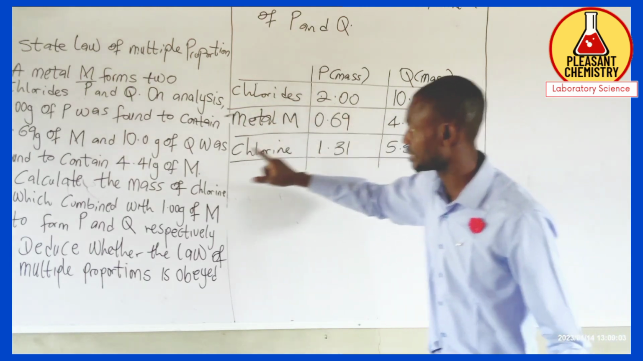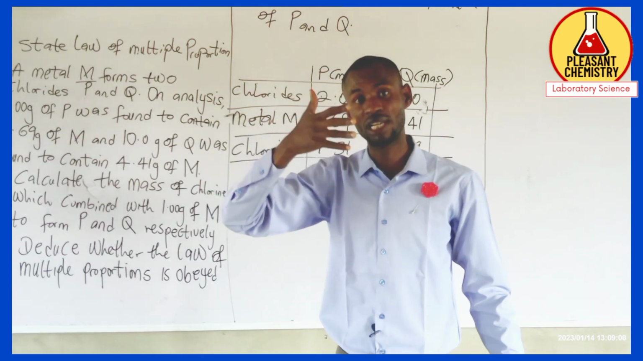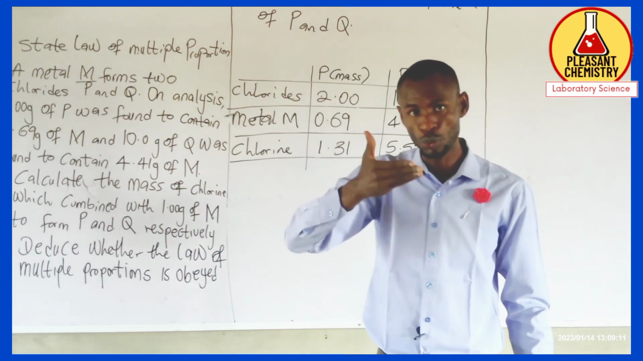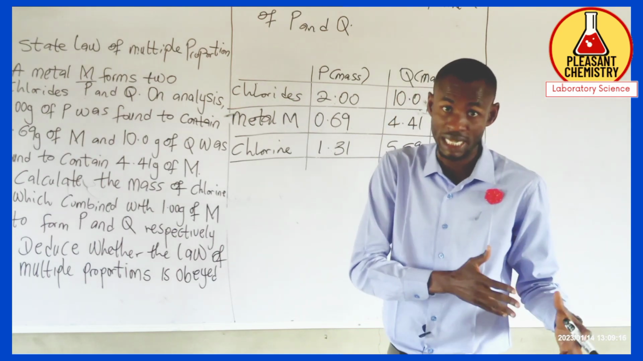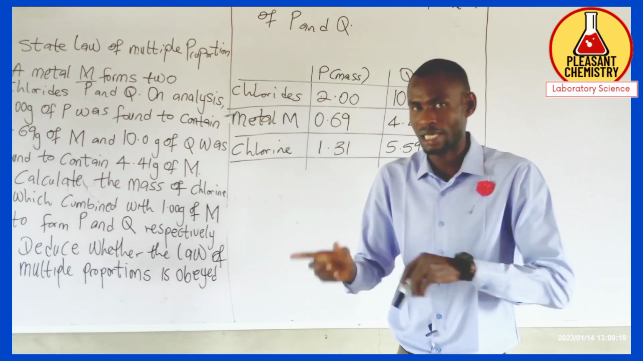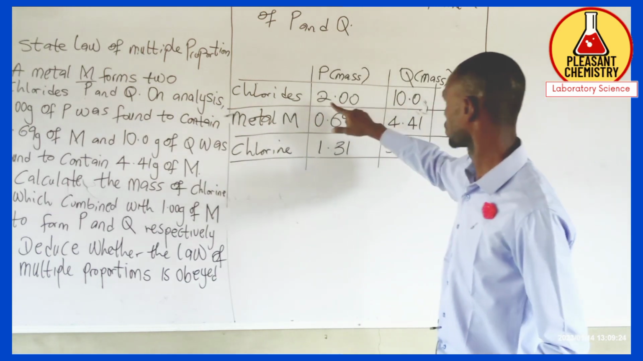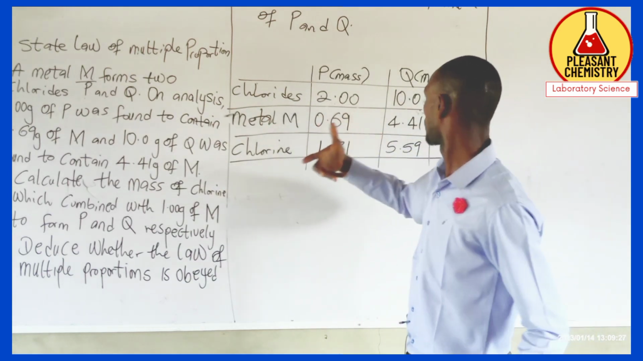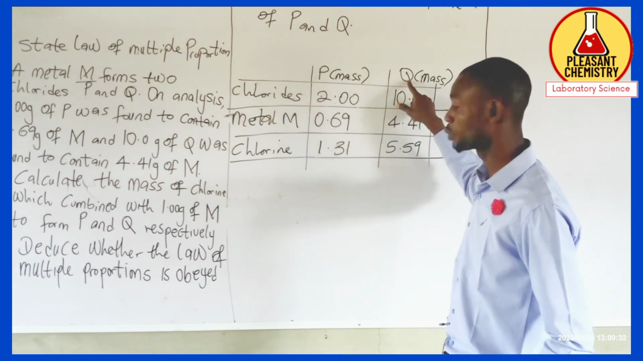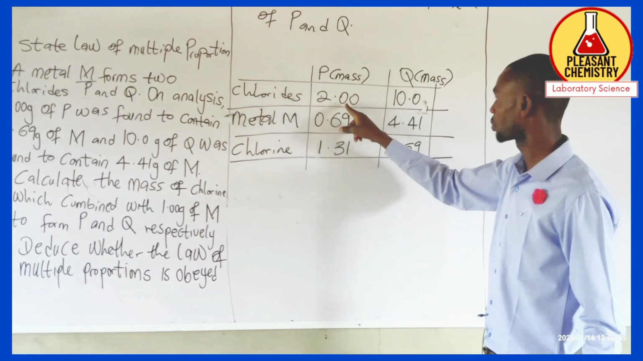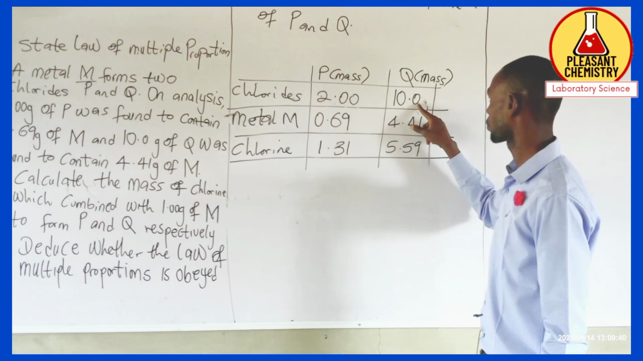Mass of chlorides, it has been given. I explained the other time that before we can call any compound a chloride, it means that chlorine has combined with that element, just like oxides mean oxygen has combined with another element. So here we are given the mass of chloride, which is 2.0, and likewise we have two chlorides, one chloride P and one chloride Q. So 2.0 gram of chloride P and 10.0 gram of chloride Q.